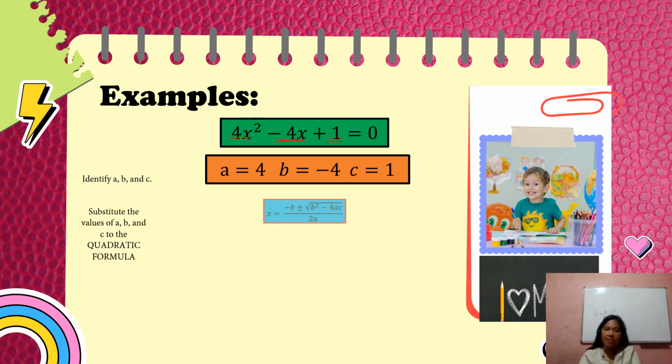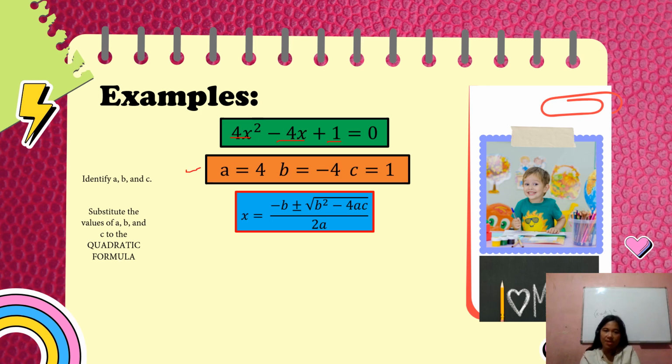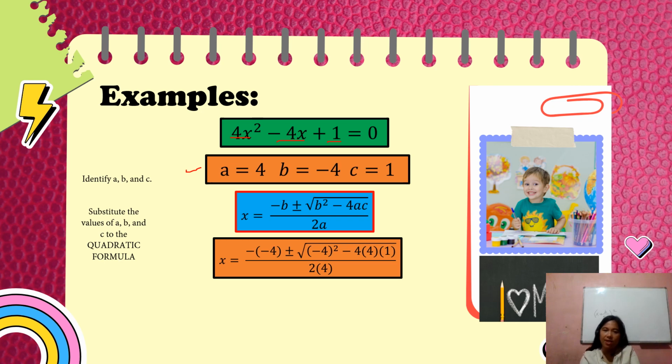Now, let's get back to the quadratic formula. What we're going to do now is substitute these values into the quadratic formula. So to do that, kindly check. Negative B, so we have -4, and then B again, -4, and then A is 4, C is 1, and then A is 4. After this, evaluate. Negative times -4 is +4.